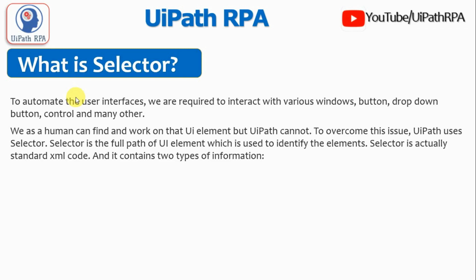A selector is the full path of a UI element, which is used to identify the element. You can say a selector is actually standard XML code, because it is written in XML format, and it contains two types of information. First, the element type, and second, the attributes.